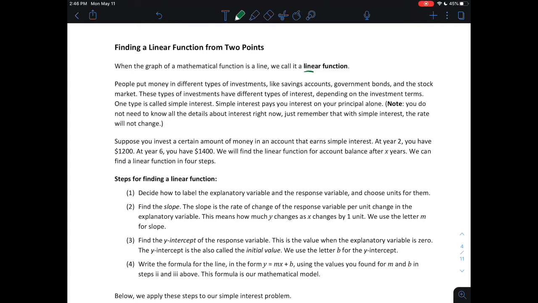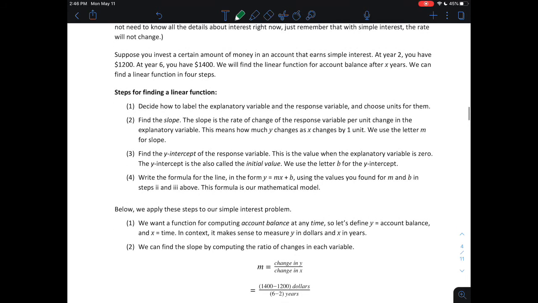So suppose you invest a certain amount of money in an account that earns simple interest. At year 2, you have $1,200. At year 6, you have $1,400. We will find the linear function for the account balance after x years. We can find a linear function in 4 steps. The steps for finding a linear function: number 1, decide how to label the explanatory variable and the response variable and choose units for them.